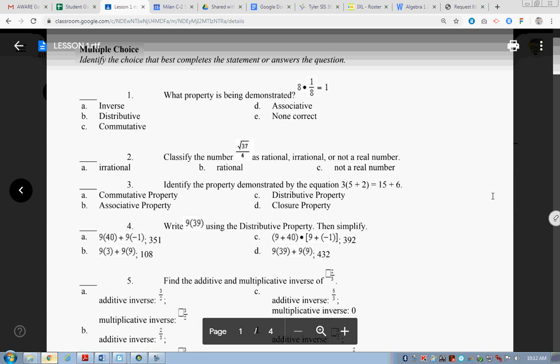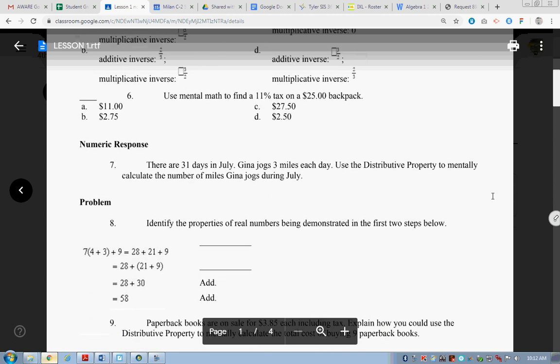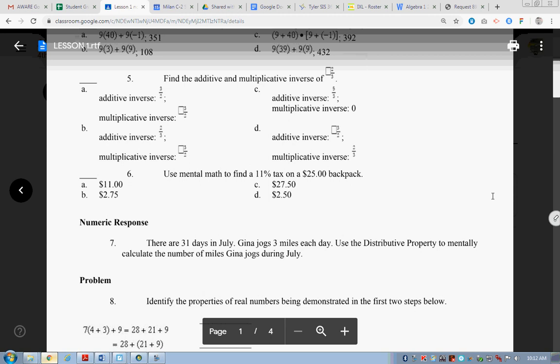Okay? All right, let's scroll down to number 5. Let's see how many total questions we have. We have 17. I'm not saying that we're going to do all of these, but we'll get at least a start on it. Finding additive and multiplicative inverse, and this shows up really funky.